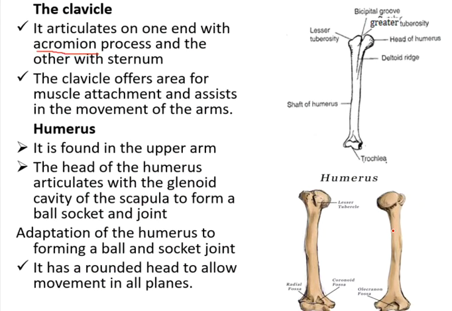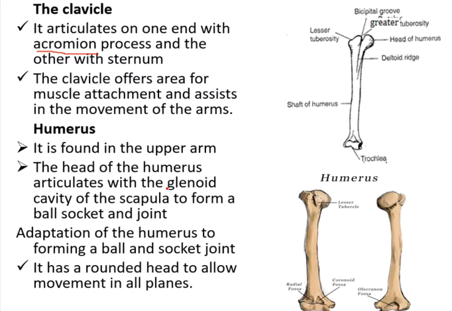Then the clavicle offers area for muscle attachment and assists in movement of the arms. Let's look at the humerus. The humerus is an example of forelimbs, which are attached to the pectoral girdle, and it is found in the upper arm. The head of the humerus articulates with the glenoid cavity of the scapula to form a ball and socket joint, which allows movement in all directions.